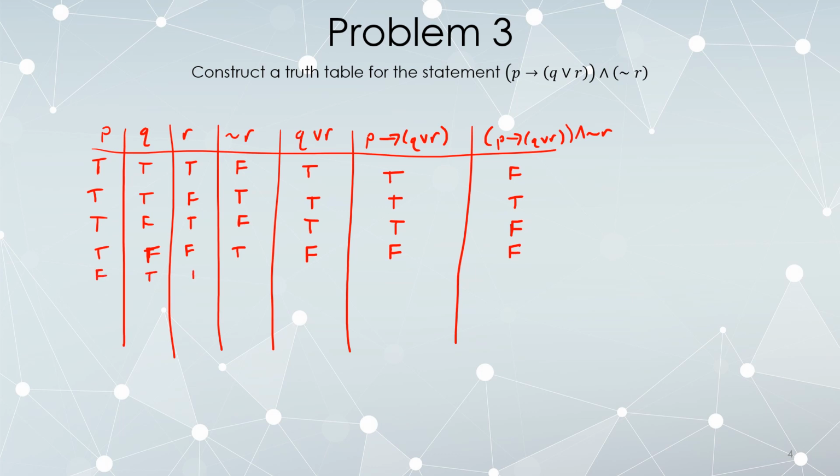False, true, true. I switch R to get a false here. Q is true, so the conjunction is true. The conclusion is true, so the conditional statement is true. Not R, however, was false, so this conjunction false.